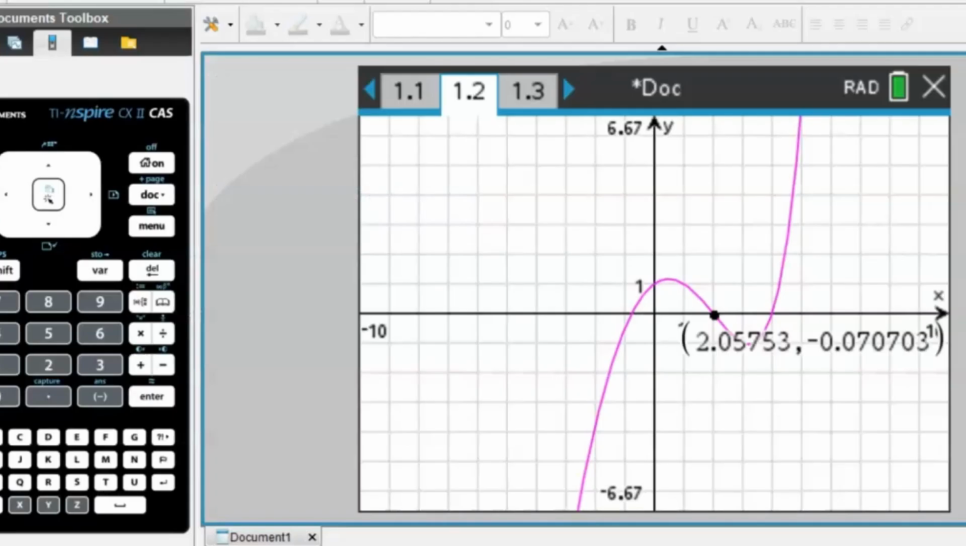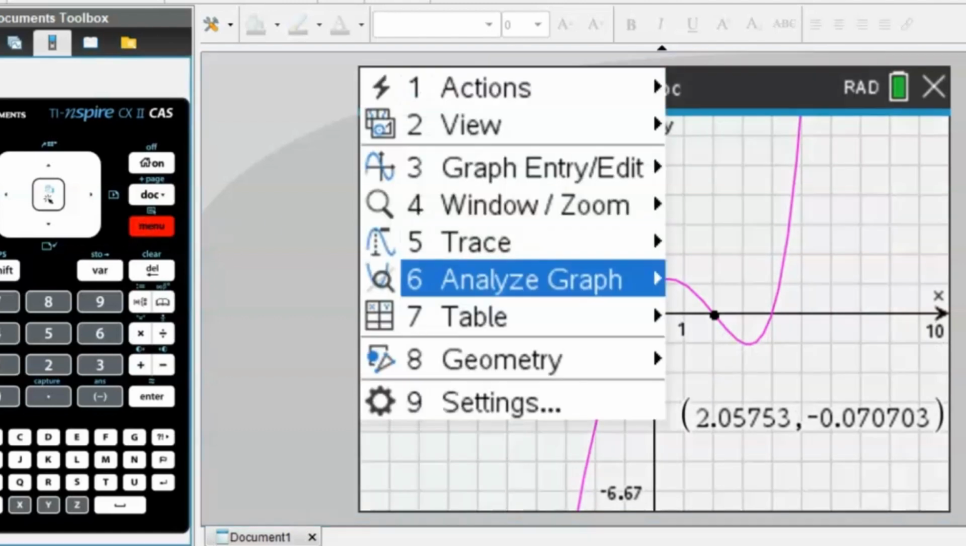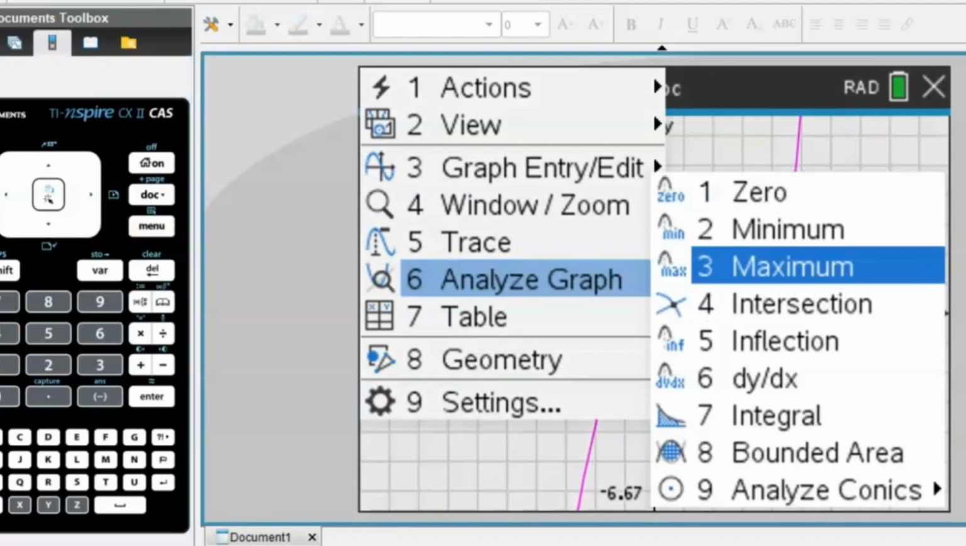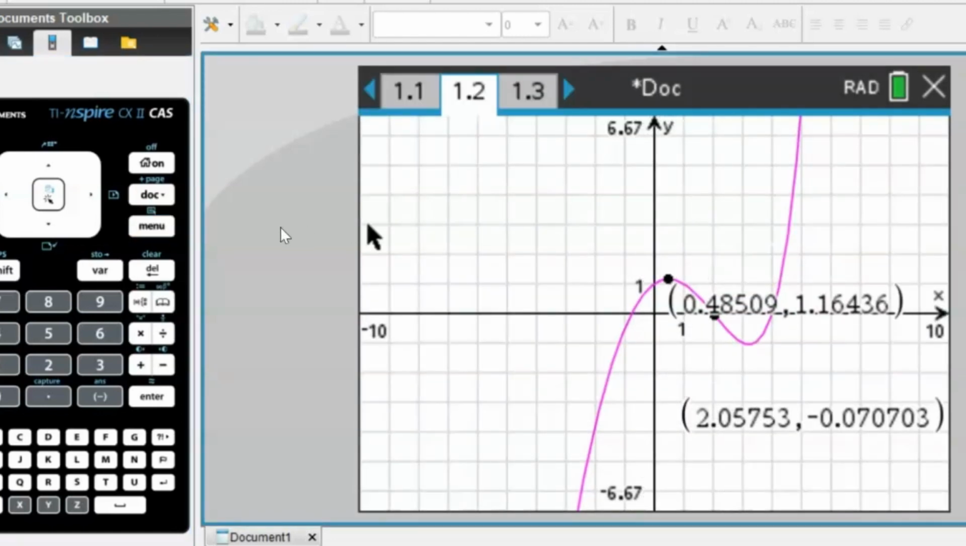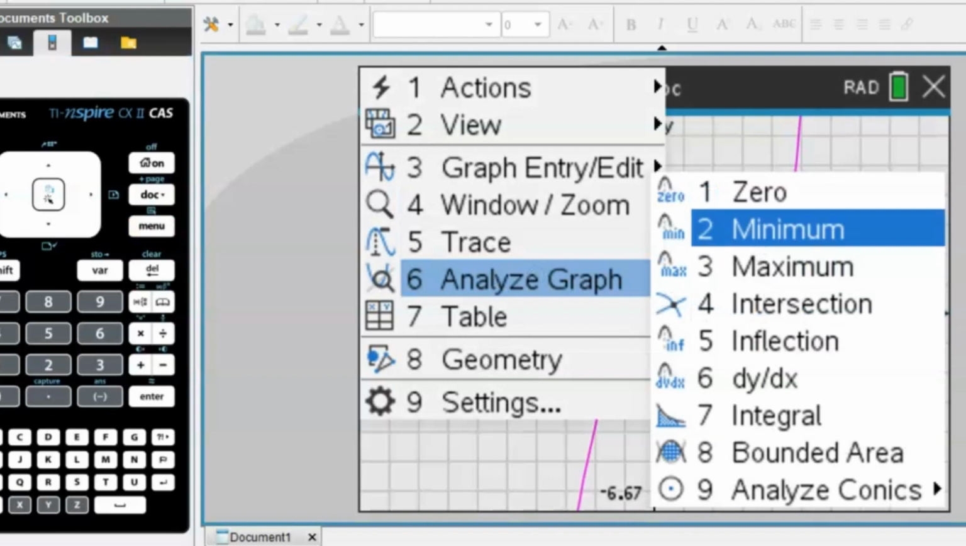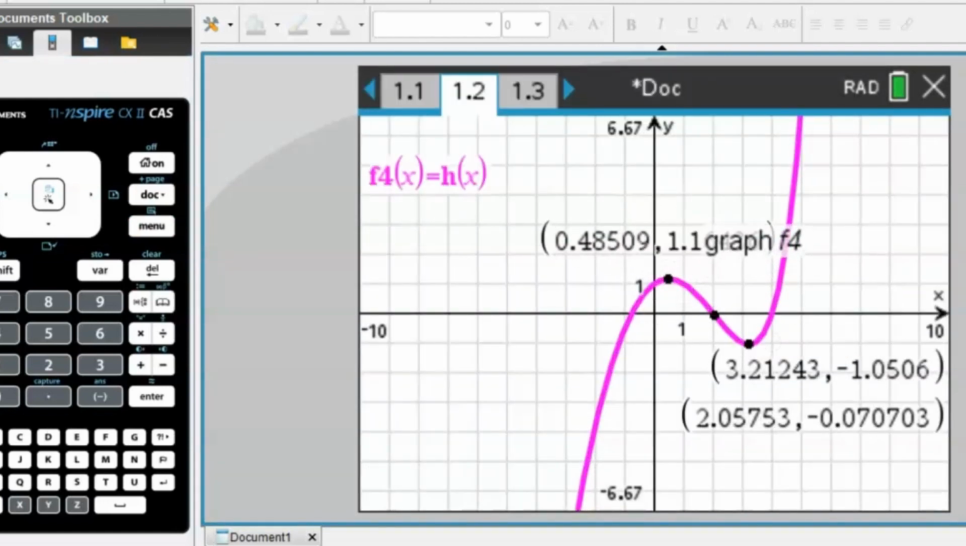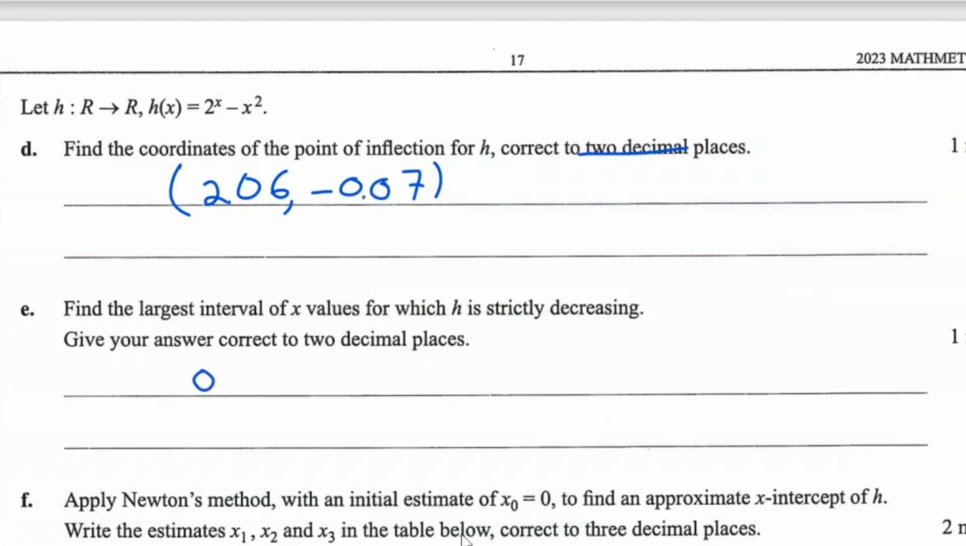Alright, find the largest interval of x values for which h is strictly decreasing. Now I got that was the point of inflection. Well, it's actually decreasing in this section, between the minimum and the maximum. This is the maximum point, and this is the turning point. That's where it's actually decreasing. So 0.49 and 3.21.